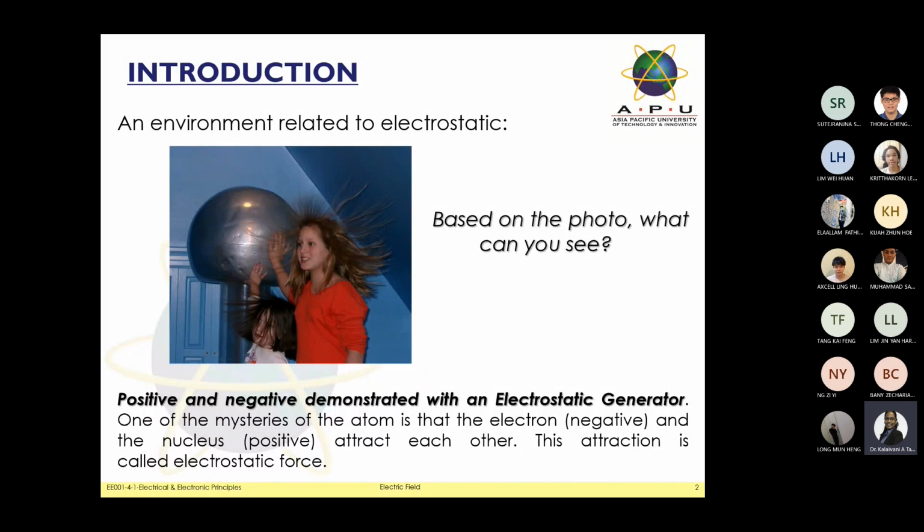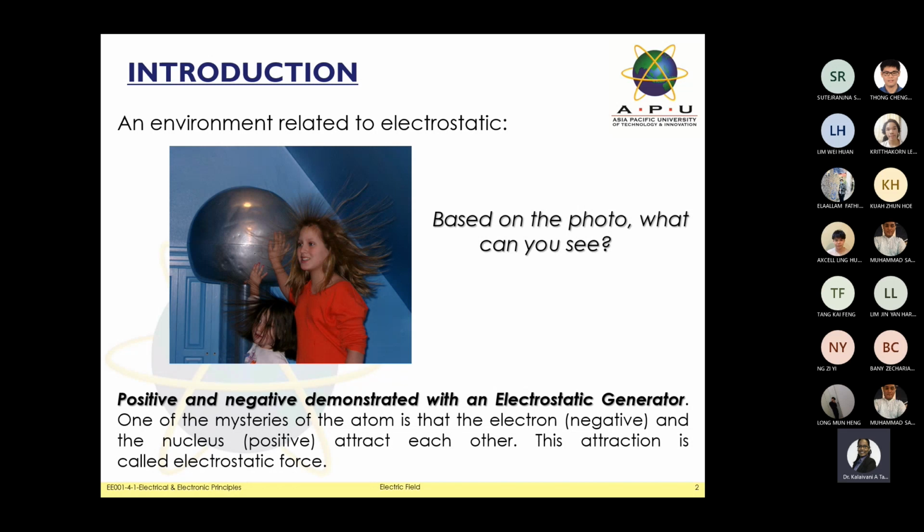What do they mean by electrostatic? We have positive and we have negative, which relates back to your atom. A positive atom represents a positive ion, and a negative atom represents a negative ion. This is demonstrated with the electrostatic generator, which shows what happened to the person here. In the atom, the negative electron and the positive nucleus attract each other. This attraction is called electrostatic force.